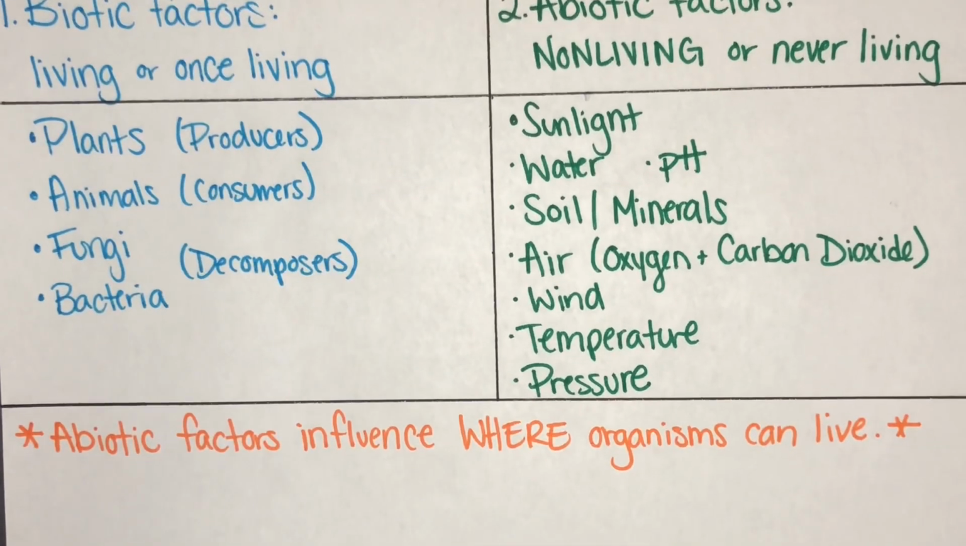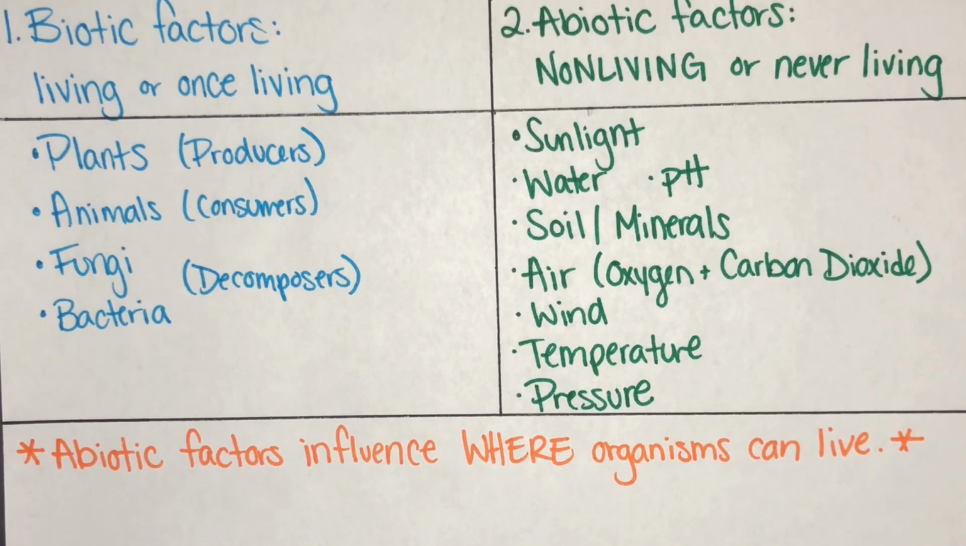Abiotic factors, all of the things I have listed here, influence where organisms can live. For example, every species has a range where it can live. Polar bears need to live where it's cold. Cold-blooded reptiles like snakes need to live where it's warm. Desert plants like cacti don't survive well with lots of water. And coral need a pH between 7.7 and 8.4.